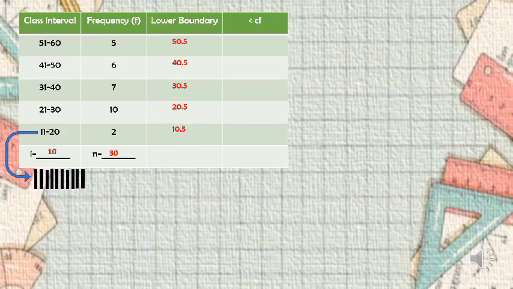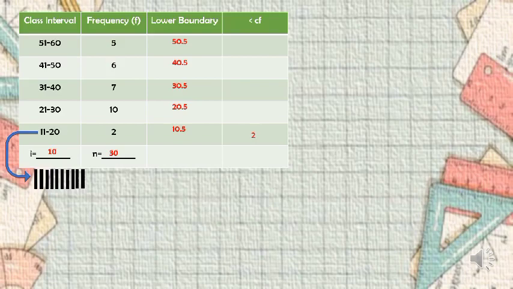The next one is the less than cumulative frequency. So, para makuha natin tong less than cumulative frequency, tingnan natin yung first class, which is, ito yung 11 and 20. Itong 11 and 20 na to, ang frequency nila ay 2. Then, itong 2 na to, ikakopy natin to dito sa less than cumulative frequency. Pag nailagay na natin yung 2 doon sa less than CF, after that, i-add natin itong 2 na to doon sa sunod na frequency, which is ito yung 10.